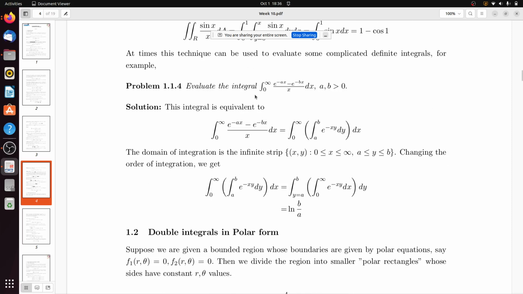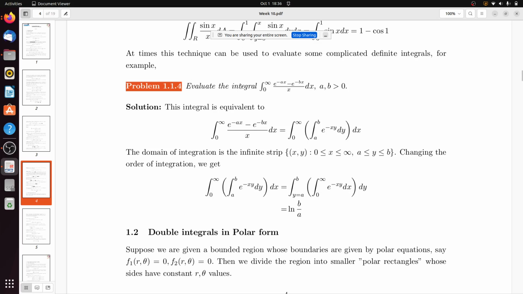and there is also one problem, how to determine this type of integrations. We have to determine the integration from 0 to infinity of (e to the power minus ax minus e to the power minus bx) by x dx, where a and b are greater than 0. Now you see that this integration is nothing but, okay, I am giving you 2 to 4 minutes to see how to evaluate this integral.